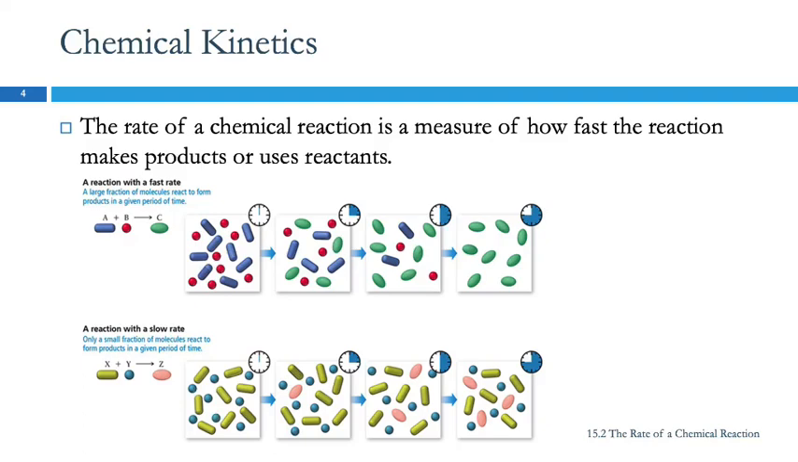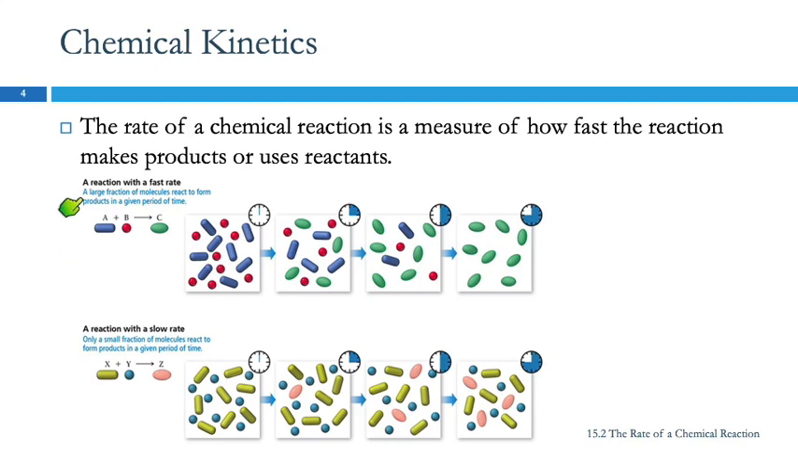So the rate of a chemical reaction measures how fast the reaction is producing the product or how fast the reactants are getting used up. It's the same thing, you're just looking at one end or the other. How fast are the reactants disappearing or how fast are the products appearing?